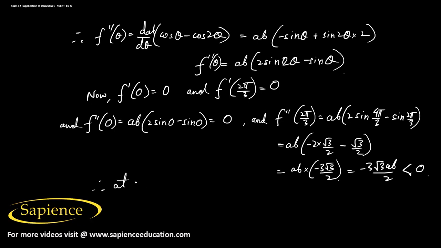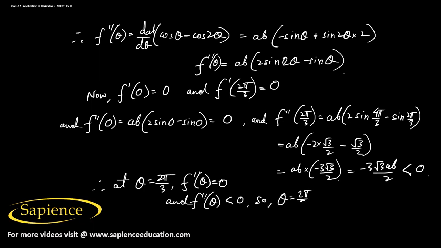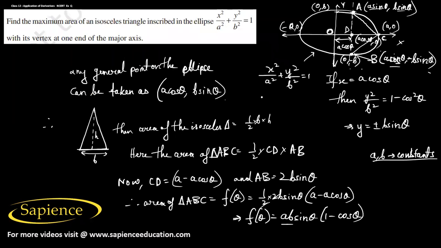So now therefore at theta equal to 2 pi by 3, f dash theta is equal to 0, and f double dash theta is less than 0. So it means that theta equal to 2 pi by 3 is a point of local maxima of the function f of theta. Okay. So it means that the maximum area of the inscribed isosceles triangle will be obtained if theta equal to 2 pi by 3.